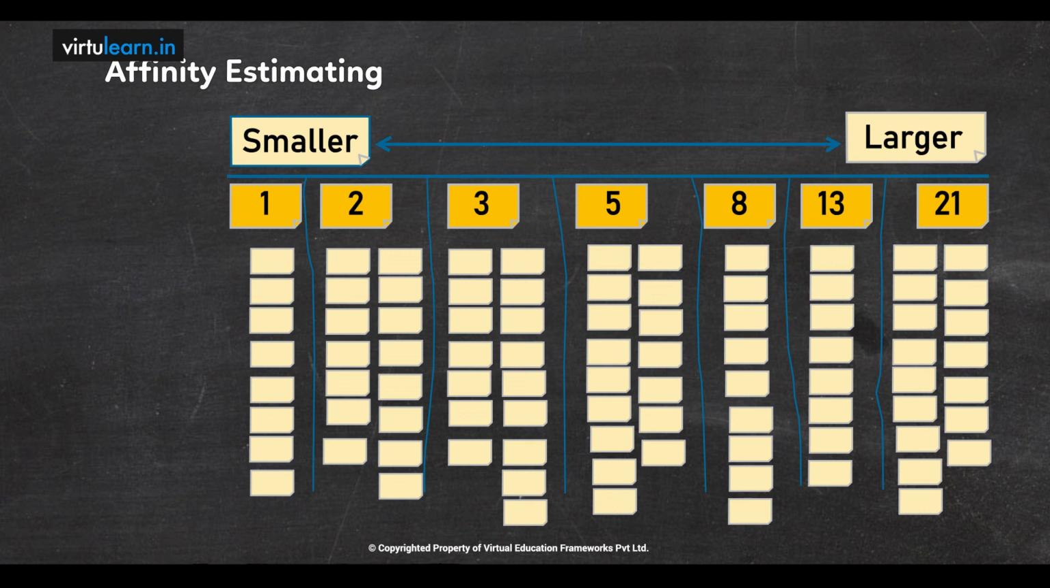This technique, which is known as affinity estimating, helps estimate a large number of stories which usually we have in the beginning of the project. In quick time we can estimate a large number of stories.